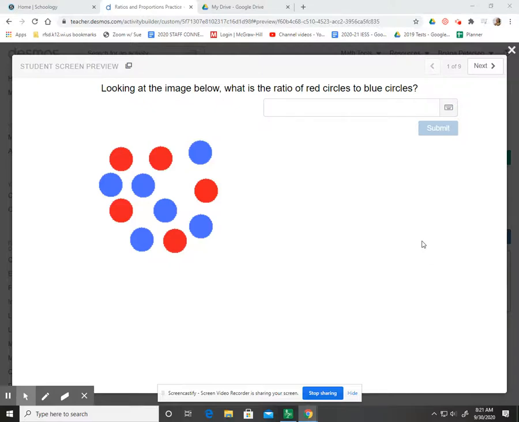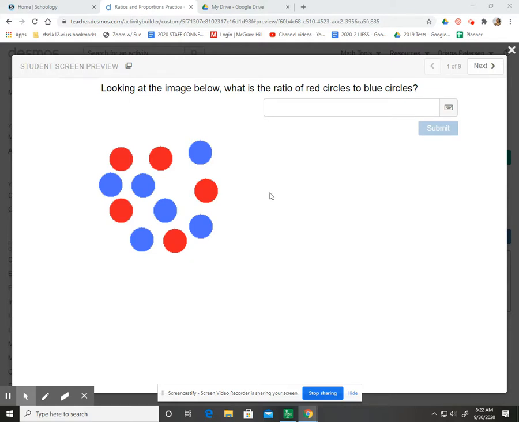Hello, Algebra. So for today we're doing a Desmos review of 2.6, which was ratios and proportions. Some of the questions might not be ones that we exactly cover in class, but they should be review of ratios from middle school. So we can do this first one together.